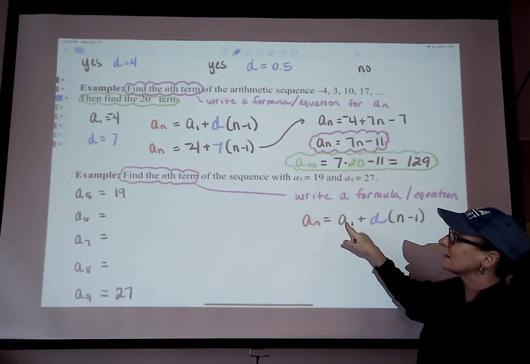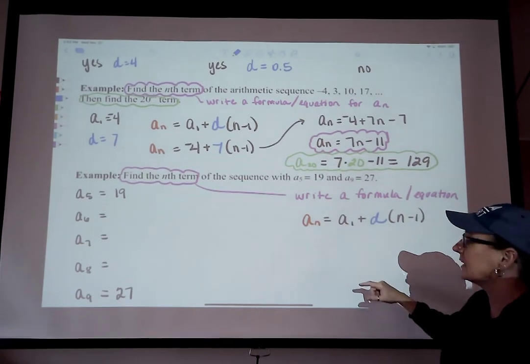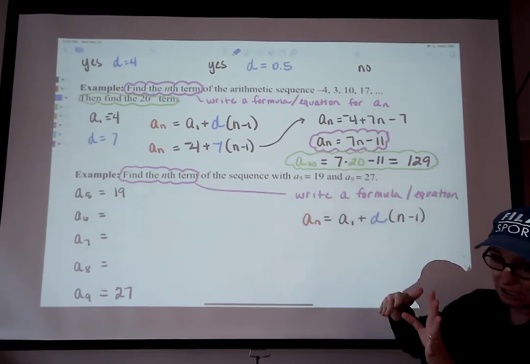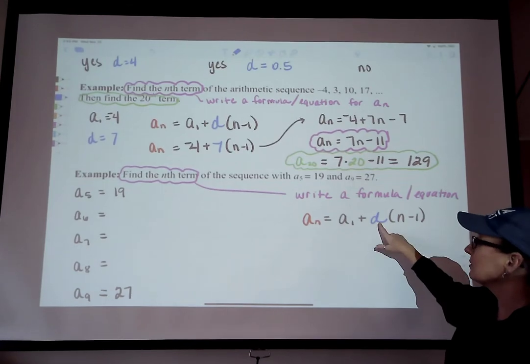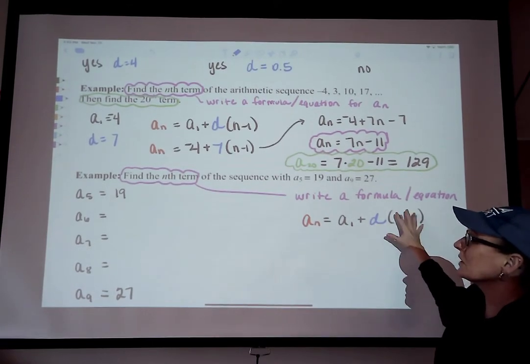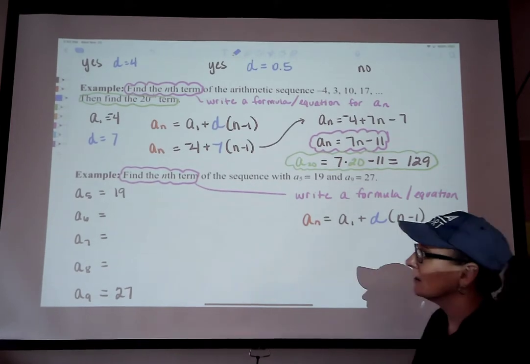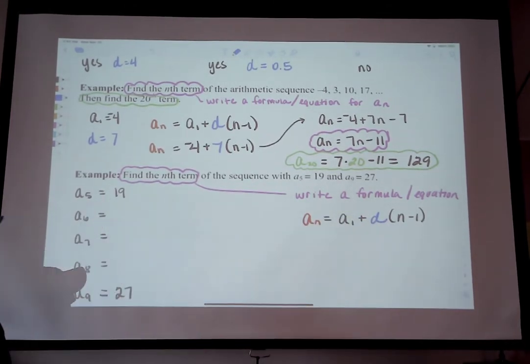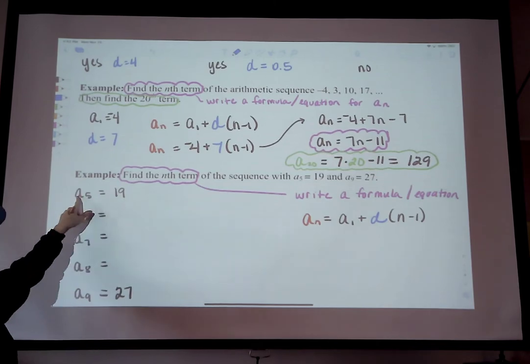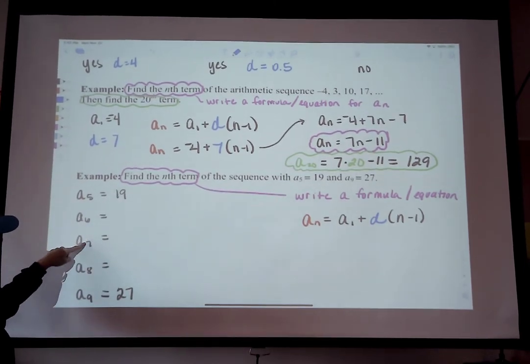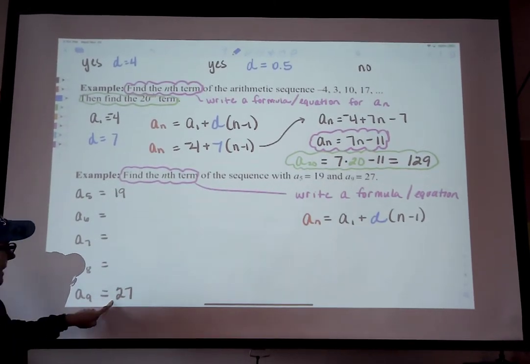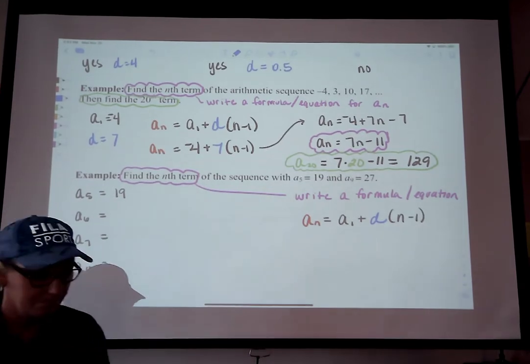I do know what a sub 1 is. Just kidding. No, I don't. I don't know what a sub 1 is. I don't know what D is. So I don't have any of this information yet. Let's go over here and write down what we do know. It tells me a sub 5 is 19. Don't know, don't know, don't know. And it tells me a sub 9 is 27.